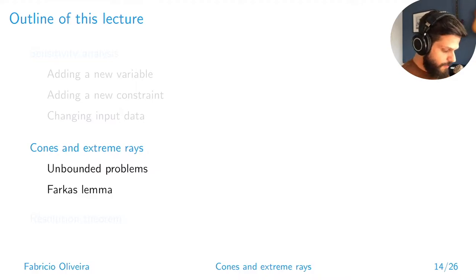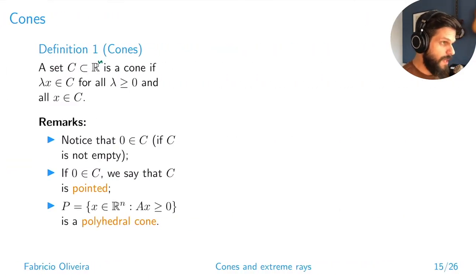So let's start by first clearly defining what we mean by cone. A cone, we talked about these sets before. They basically mean that there are these sets where when you pick elements from the set and then you play with scaling them with non-negative scalars, all these elements also belong to the set.